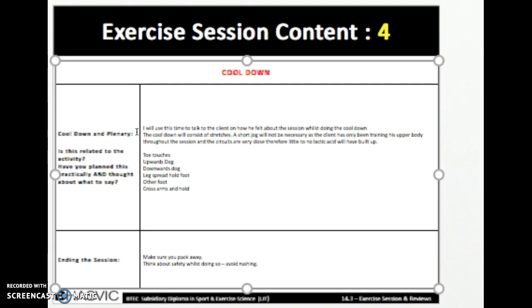The cool down consisted of toe touches, upwards dog, downwards dog, leg spread and stretching towards the feet, the same thing on the other foot, and crossing the arms and holding them. Ending the session, we made sure that everything was packed away and that everything was put where it should be.